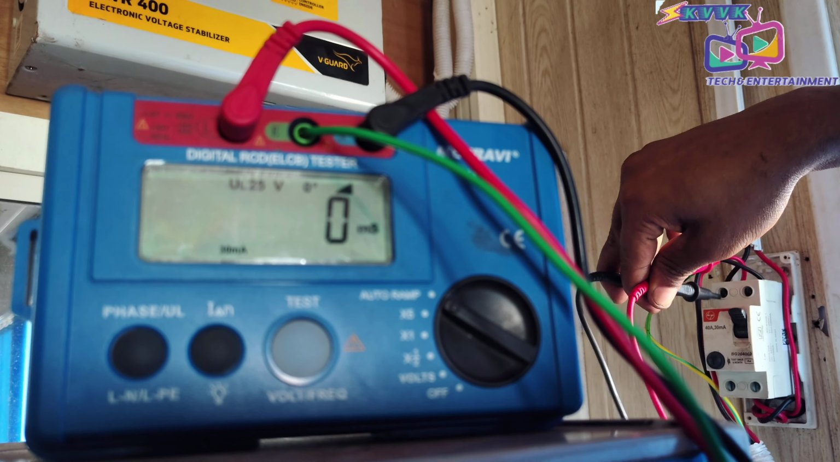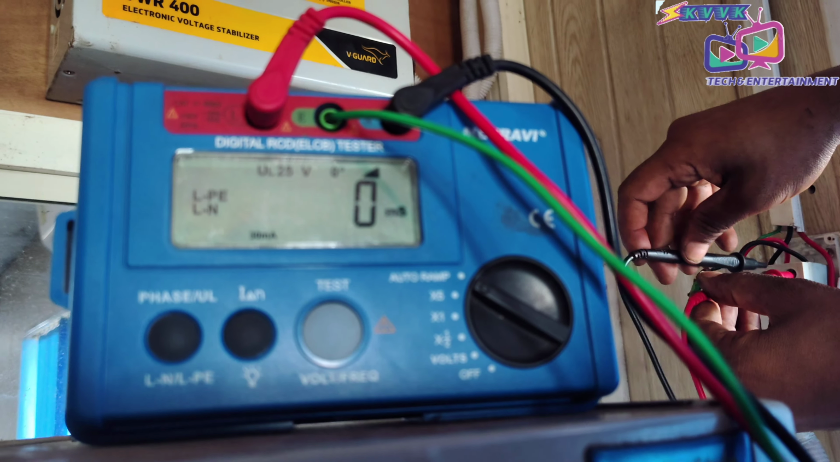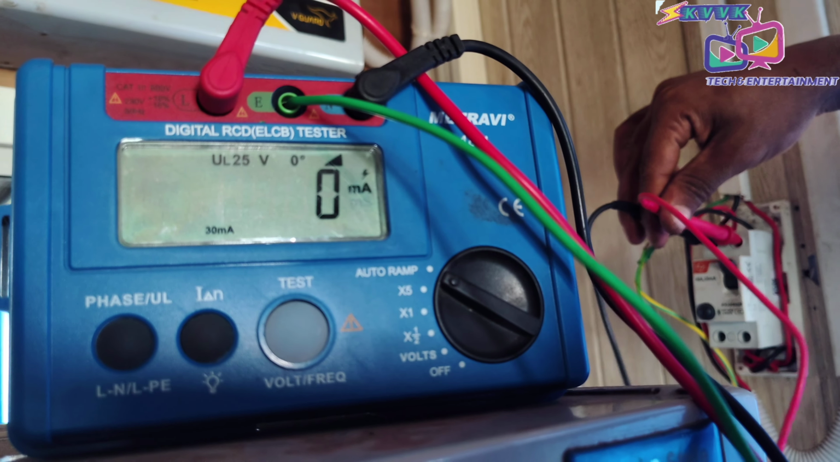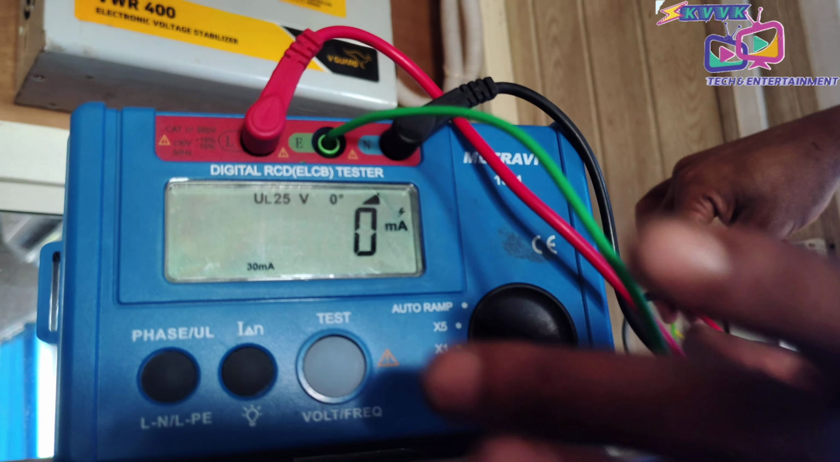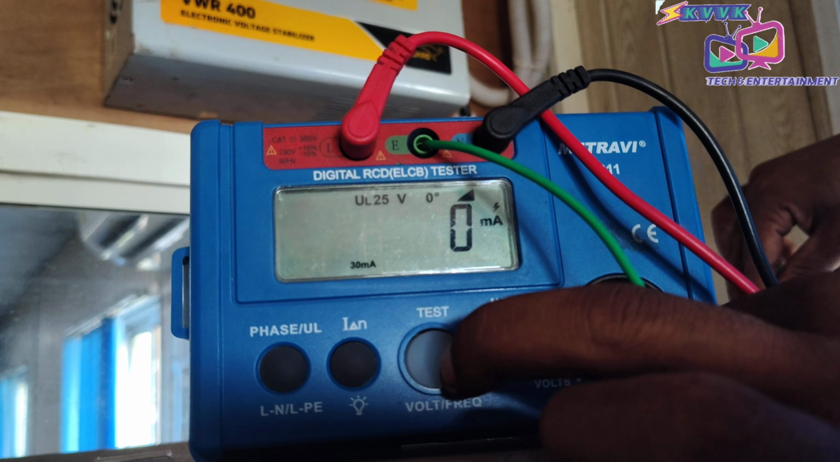Okay. Now we will check the RCCB with wrong connection. That means we will interchange the probes. We can see on the left side of the display flashing of L2 PE, L2 neutral, neutral to PE. That means the RCCB connection wiring is wrong. We cannot check the RCCB in this condition even if we press the test button.